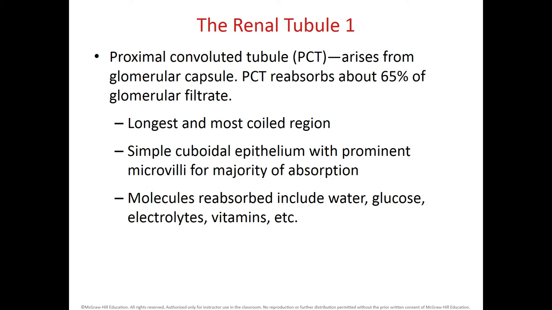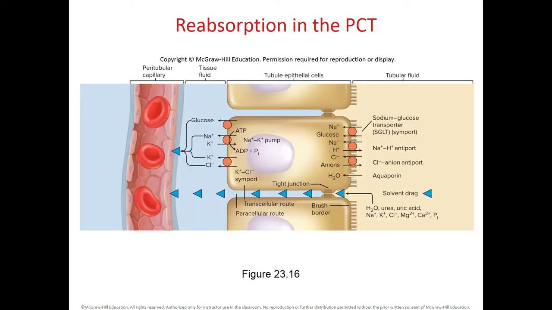What do we absorb in the PCT? We have reabsorption of water, glucose, electrolytes, vitamins. So most of the things that go through the filtrate are reabsorbed by the PCT. And the reabsorption in the PCT happens by a mechanism that uses these transporters.